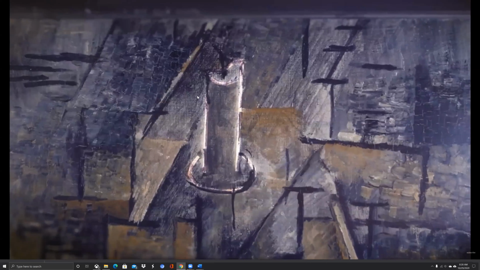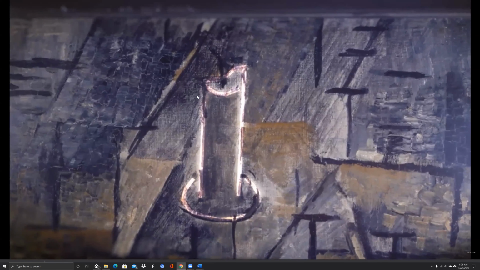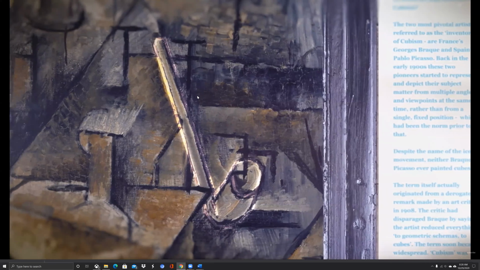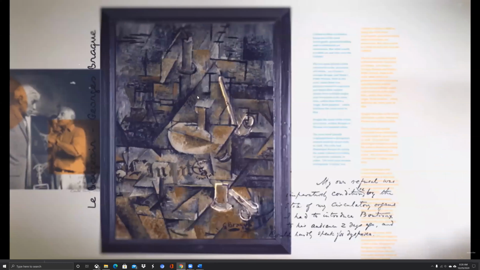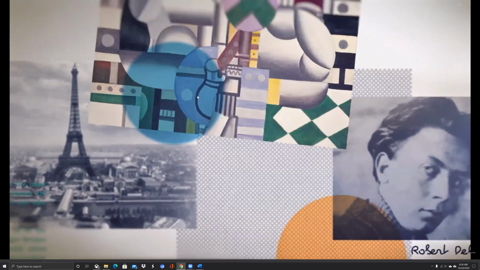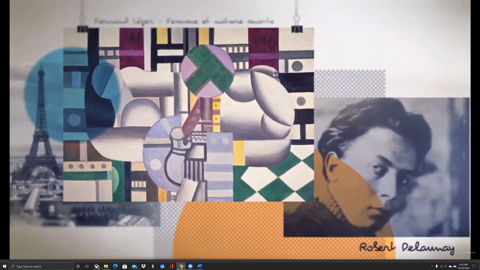Towards the top of the painting is a candle, which helps to identify the shape below as a candlestick. A simple clay pipe, the kind Braque smoked, lies to the centre right, and below that are a bobbin and a pair of scissors.